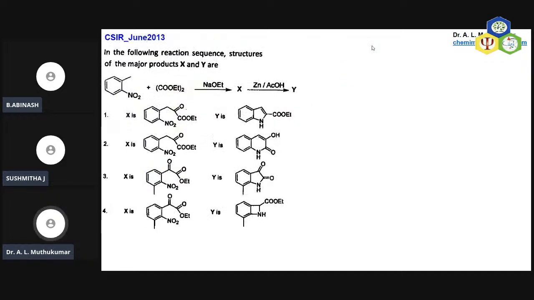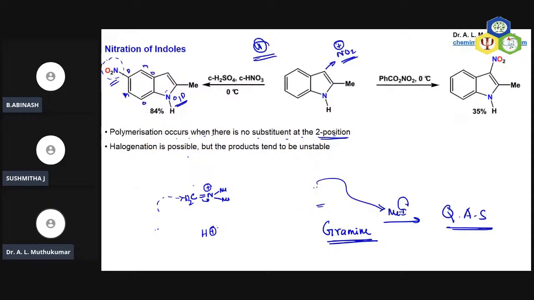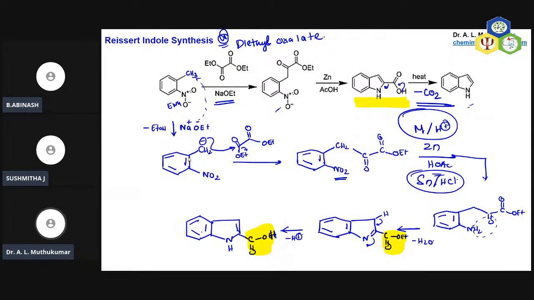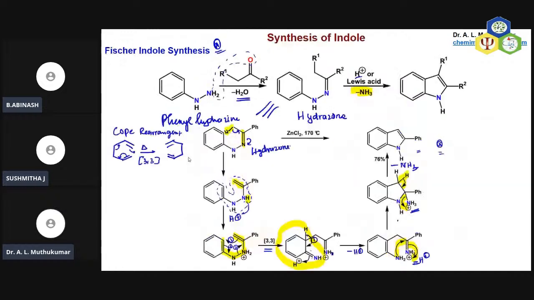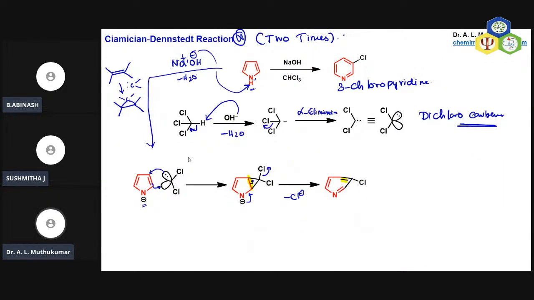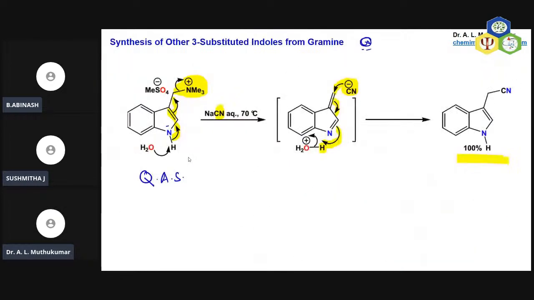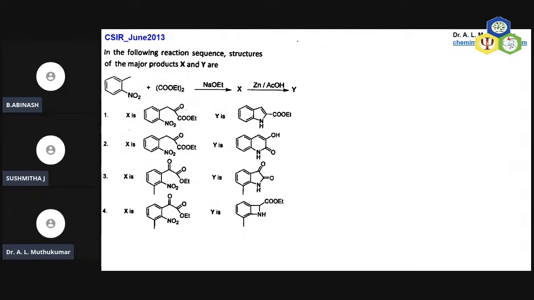Fine. Now let us discuss some CSIR based questions which involve indole as a reactant. Okay. So you may be seeing this reaction just before we have discussed. You can check here. So this reaction is the same reaction, that is what they have asked. That is the Reissert indole synthesis. Same reaction, exact same reaction they have asked in the CSIR examination. That is, I think the year is 2013.